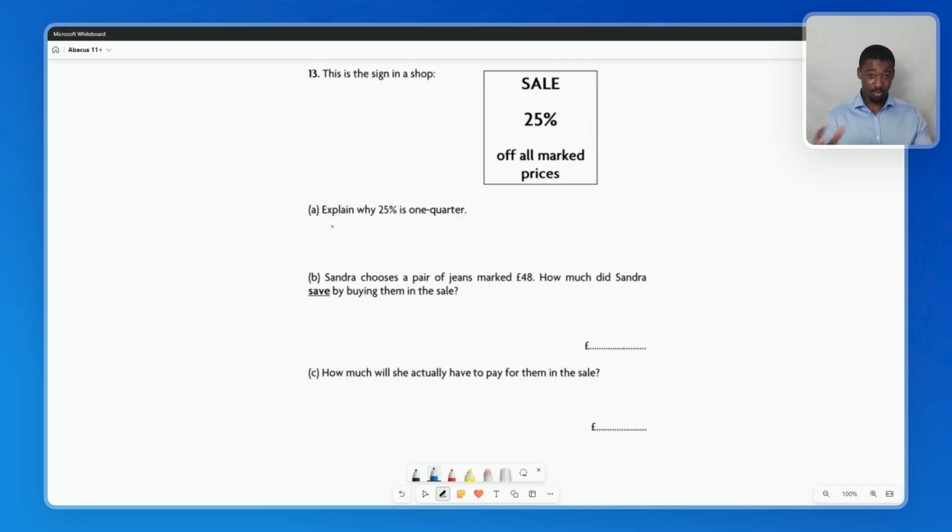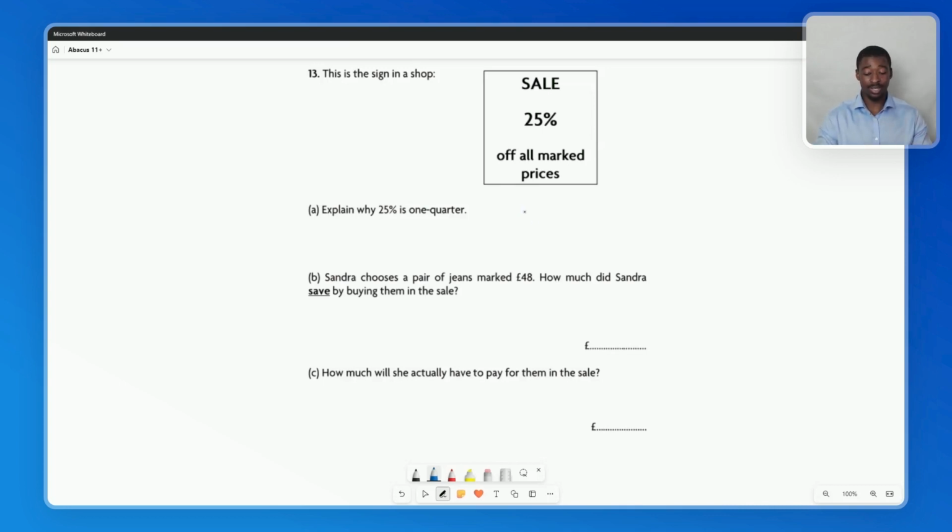And that's why it's so important that we understand this for our exam. So we see the sign in the shop, 25% sale, so 25% off all marked prices. But part A, explain why 25% is 1/4. Why is that? Well, if you understand what we've just been talking about for the previous questions, fraction, decimal, and percentage conversion, this shouldn't be too hard.